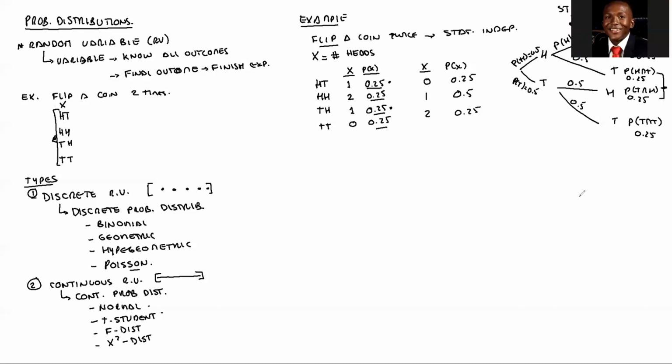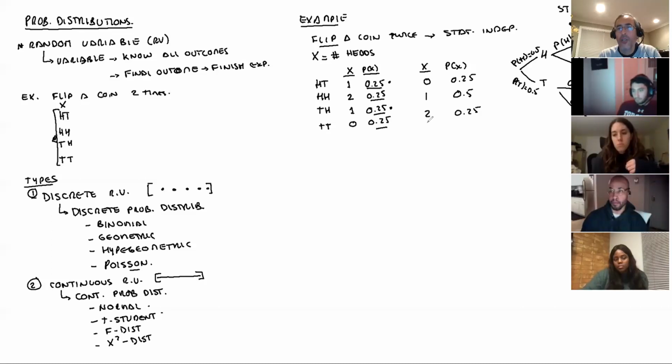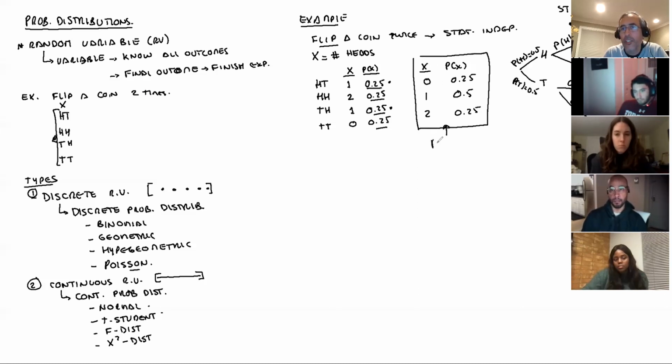Okay, so now this one here, guys, the random variable and the probability associated to it, so X and P of X, this is what is called the probability distribution. So what is a probability distribution, guys? It's simply the random variable and its associated probabilities. That's what we call a probability distribution. Random variable and the probability associated to them. That's all.